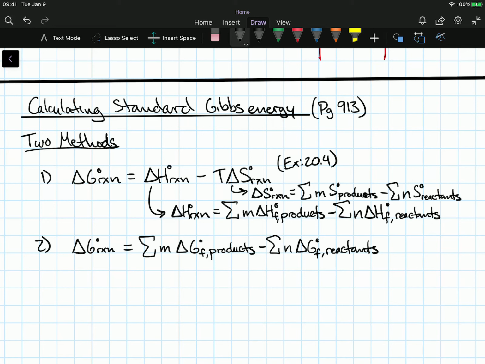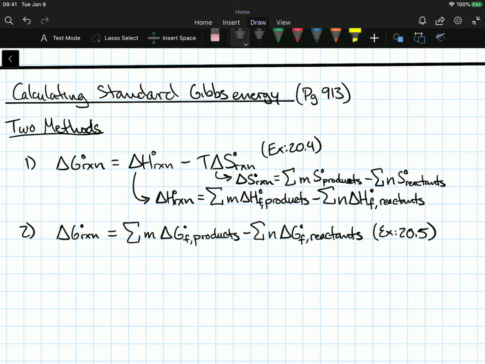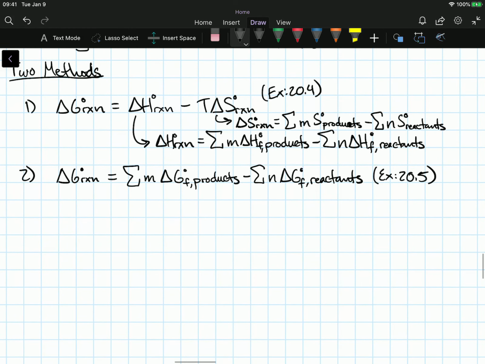So in the second case, we're essentially doing the delta H naught of reaction and the delta S naught of reaction, but it's already been done for us. It's just a delta G value that's listed in the textbook. I will show you an example of that for example 20.5 at the end of this video. So we'll do these two examples and demonstrate both of these processes, and we'll use the same reaction to make sure we get the same result both times.